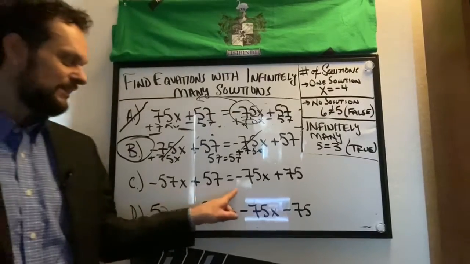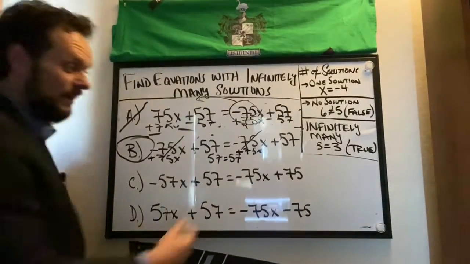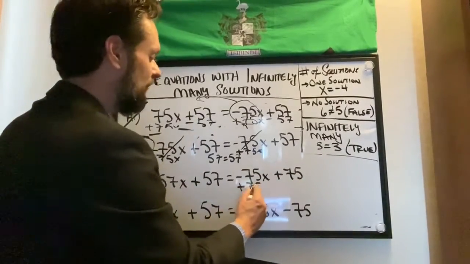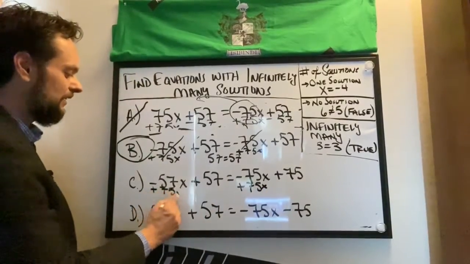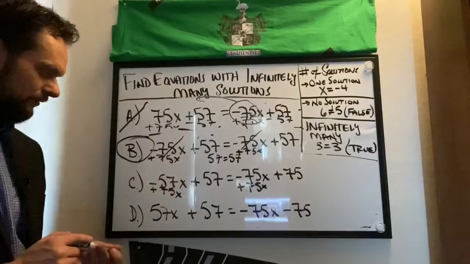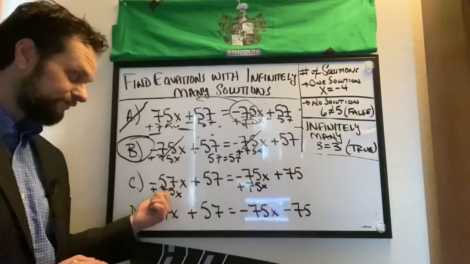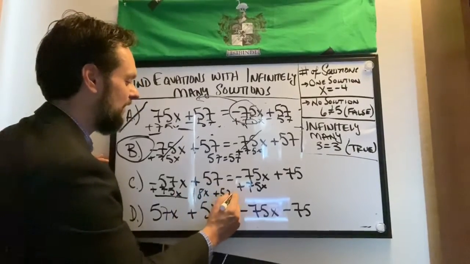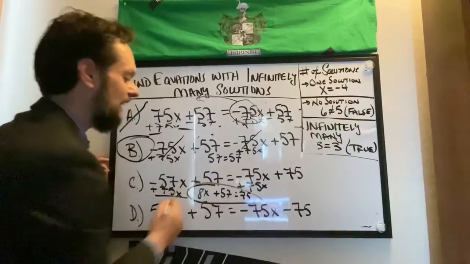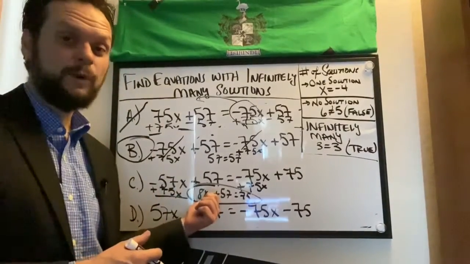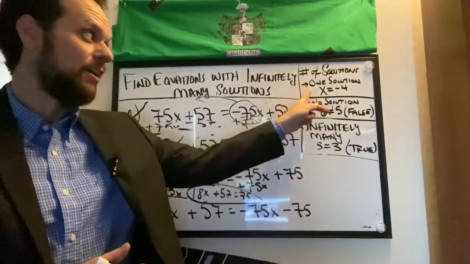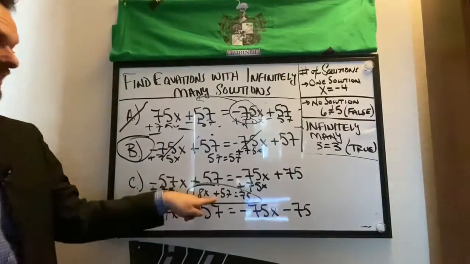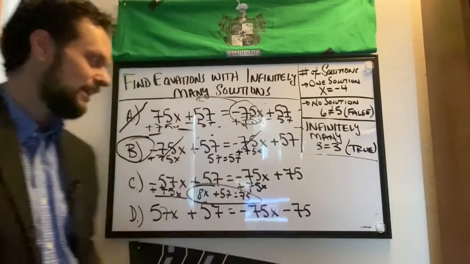Negative 57x plus 57 equals negative 75x plus 75. Again, it's not identical right off the bat, so we don't know if it's infinitely many solutions. But when we add this 75x over here to this side right here, this is going to give us, what is that, 18? That's going to give us 18x. So we are going to be left with 18x plus 57 equals 75. This looks like the regular equations that we do, where we're going to end up with just a variable all by itself as 1, and then just a number. Let's just move on. We're only asking which have infinitely many solutions. This is going to be something that's only going to have one solution, whether it's a fraction, decimal, anything.